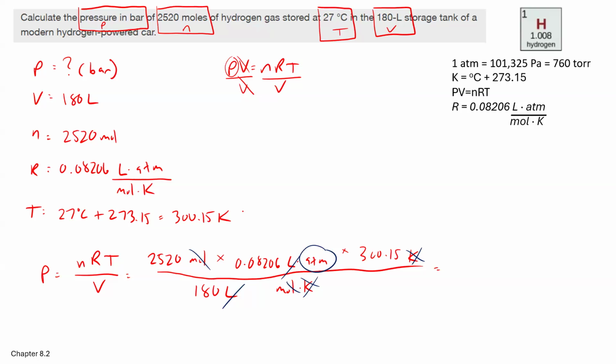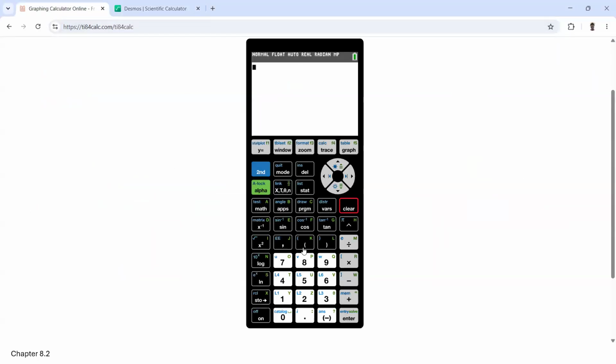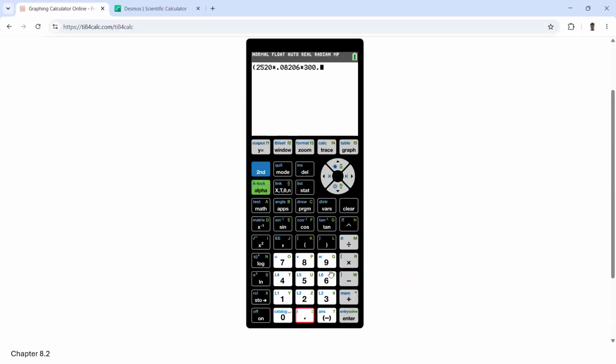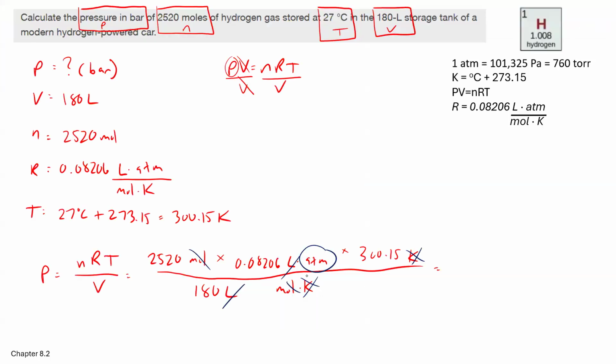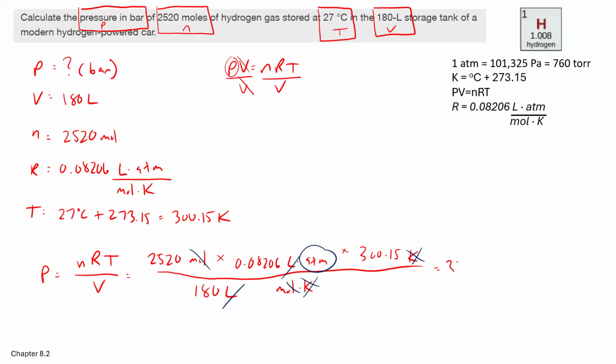All right, now we have to do our calculator. Let's clear this. I'm going to do open parentheses, 2520 times 0.08206 times 300.15, close parentheses, all divided by 180. I got 344.8. And what? ATM. All right.